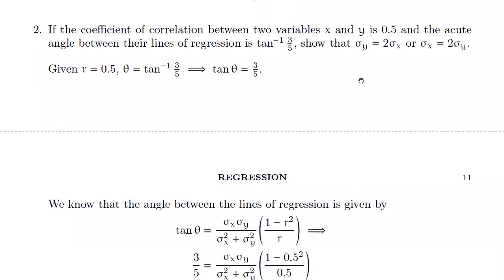Let's see a few problems based on the previous derivation. If the coefficient of correlation between two variables x and y is 0.5 and the acute angle between their lines of regression is tan inverse of 3 by 5, show that sigma y is equal to 2 sigma x or sigma x is equal to 2 sigma y.